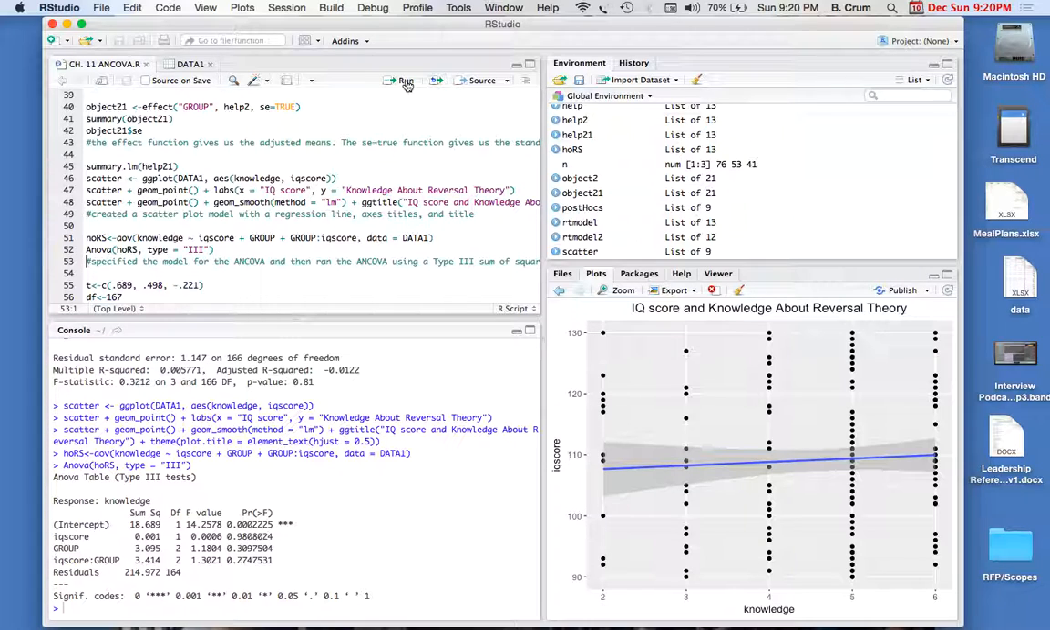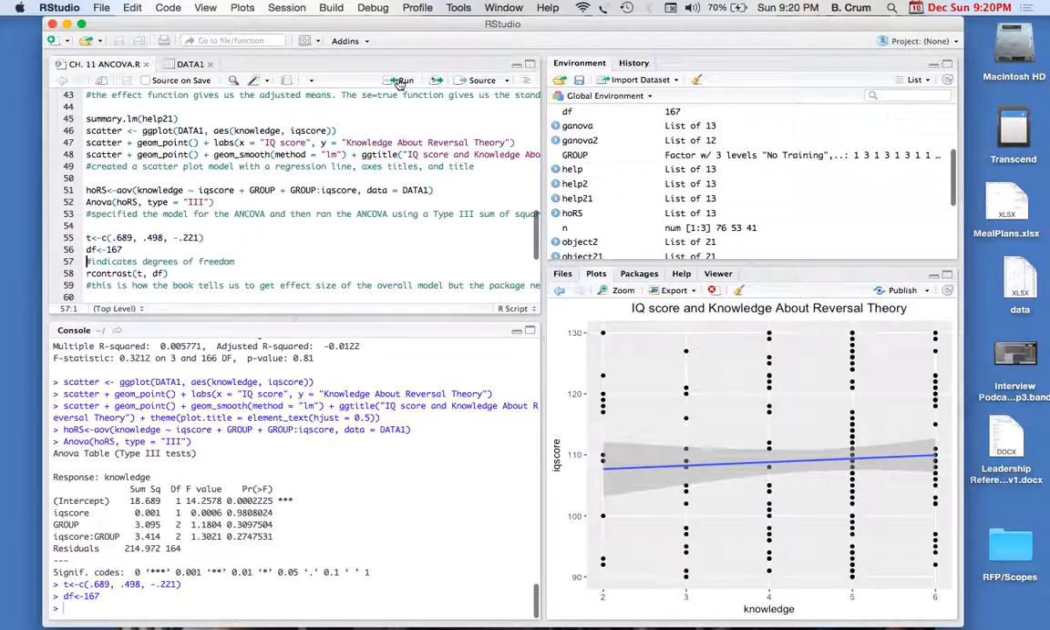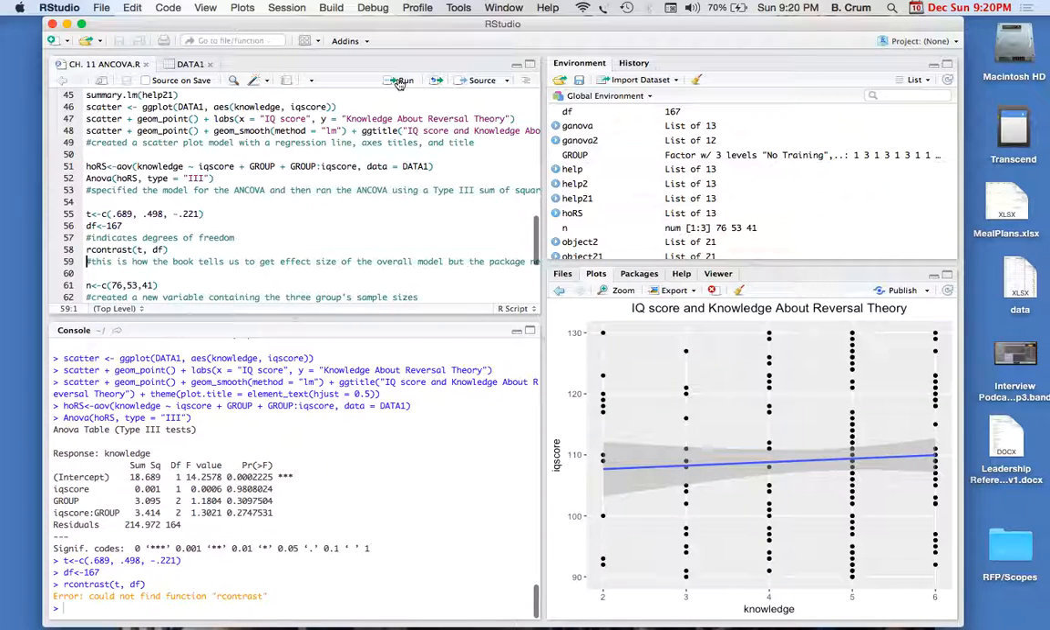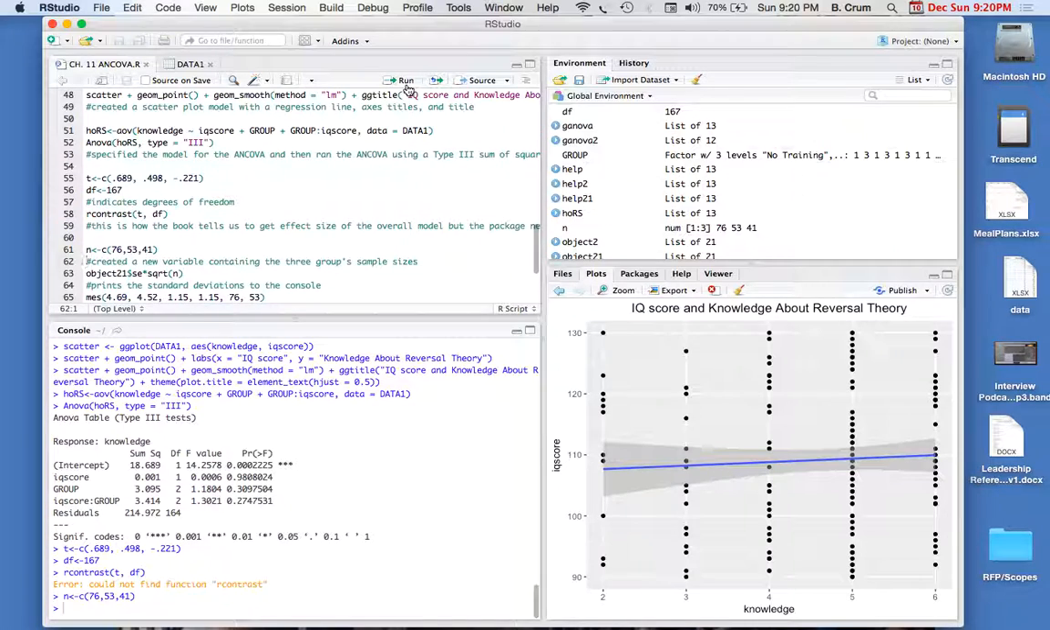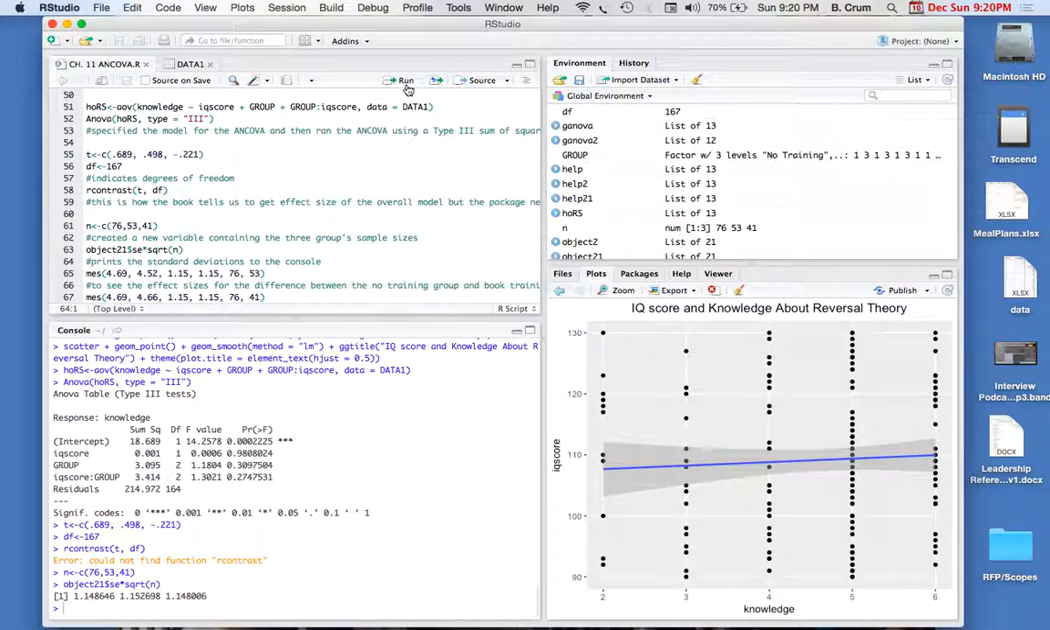This is how the book tells us to get the effect sizes, but the necessary package is not available for the new R versions. So I had to create a new variable to be able to run the effects on each individual group together.